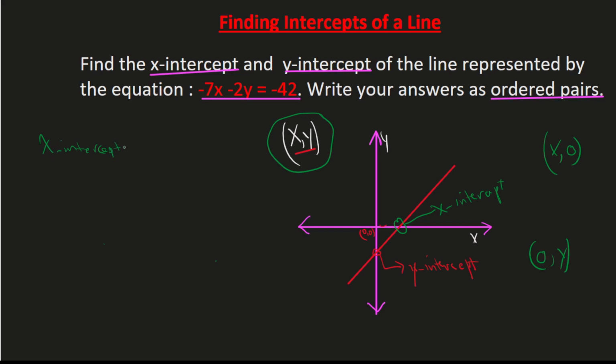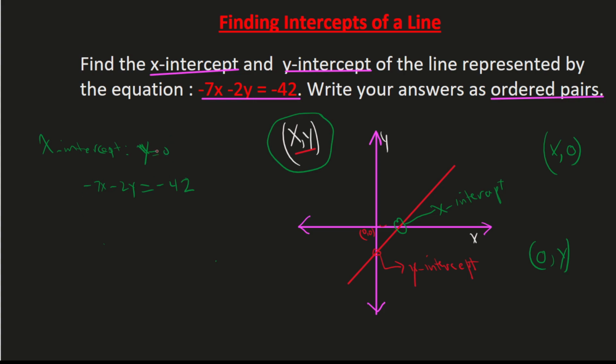X-intercept. If we go back here, the x-intercept is the first one, when y is equal to 0. So I'm going to write here y equals 0. So when y is equal to 0, I'm going to write this equation: minus 7x minus 2y is equal to minus 42.